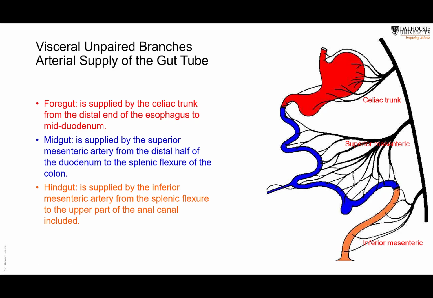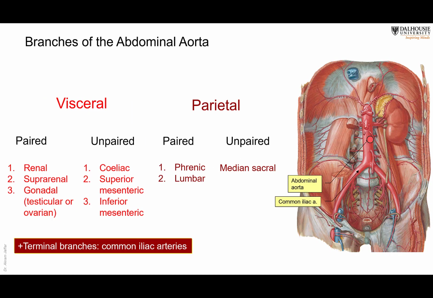To make things easier, the celiac trunk, remember these are the unpaired visceral branches of the abdominal aorta. You will find that the abdominal aorta is a little bit shifted to the left of the midline, and it is the continuation of the descending thoracic aorta. So the first branch here is called the celiac trunk. It supplies the foregut. So if you are asked, for example, what is the blood supply of the proximal half of the duodenum, you will recall proximal half of the duodenum is foregut, so it is celiac. Distal half of the duodenum is midgut, so it will be the next branch, superior mesenteric artery.